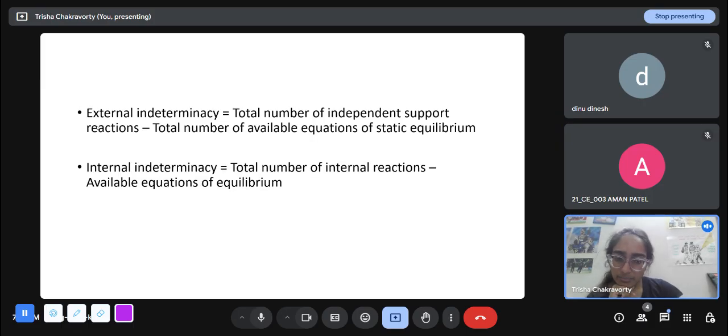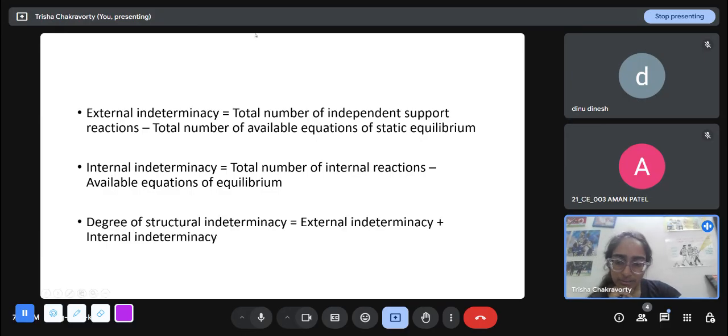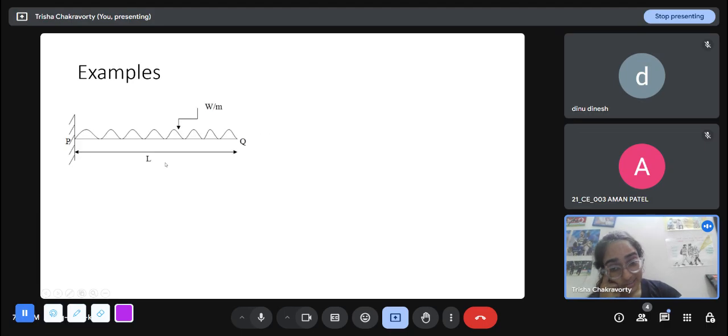Internal indeterminacy is the total number of internal reactions minus available equations of equilibrium. An example of internal reactions is in a truss, where each member force is an internal reaction. And the total degree of structural indeterminacy is the summation of these two. We have looked at these examples.